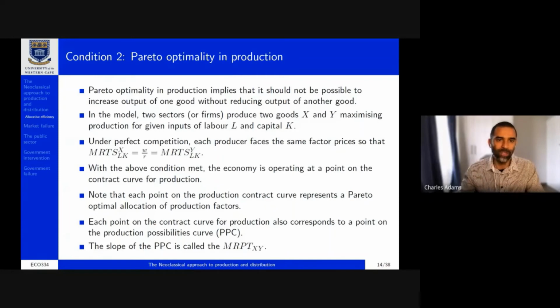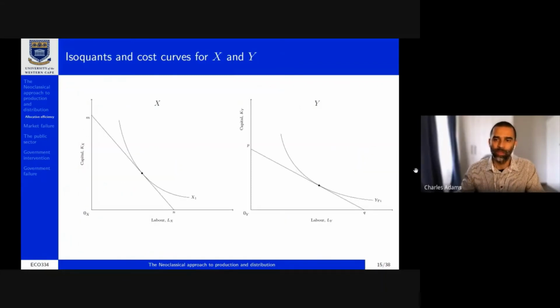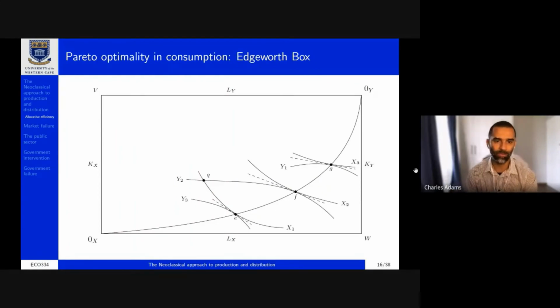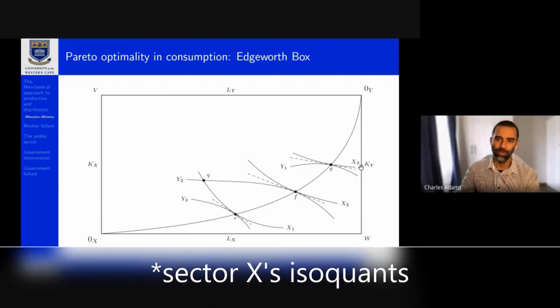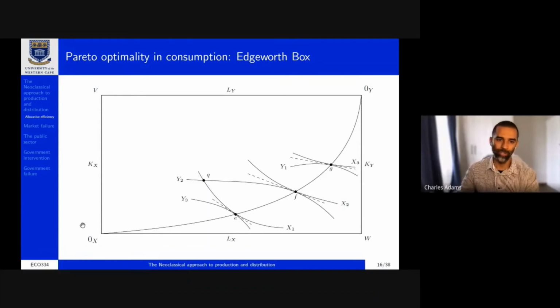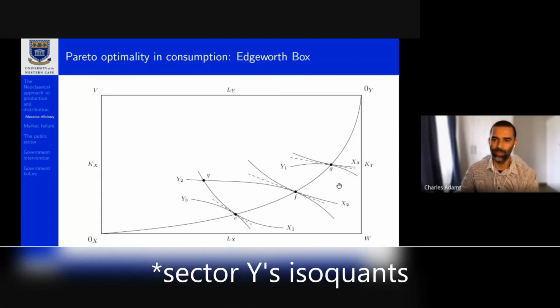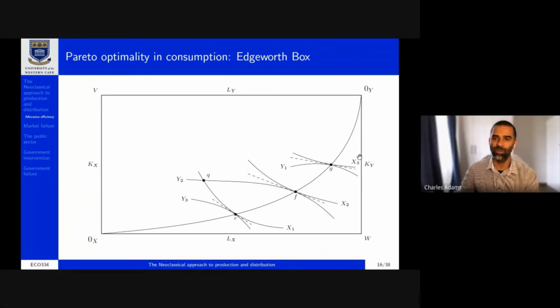And with this condition met, that is the equality of sector X and sector Y's marginal rates of technical substitution, the economy is operating at a point on the contract curve for production. So we can again draw another Edgeworth box for production. Here we now have sector X on the bottom left origin and sector Y on the top right origin. And here we have isoquants inside the Edgeworth box instead of utility functions. You can think of the dashed lines as isocost lines. So sector X's isoquants are convex with respect to the bottom left origin, and sector Y's isoquants are convex with respect to the top right origin.